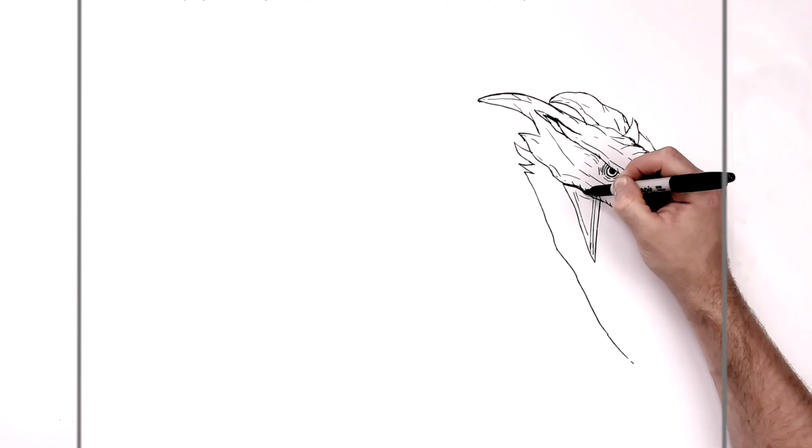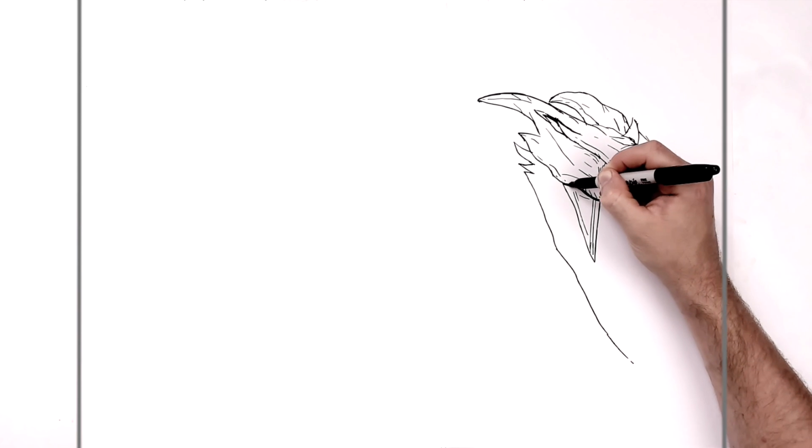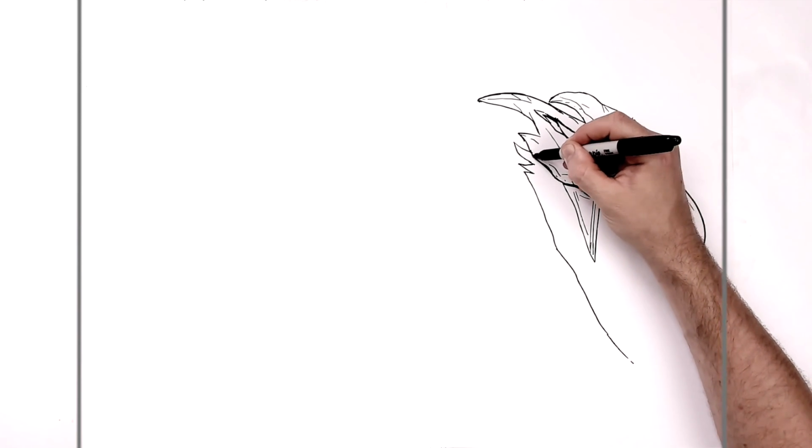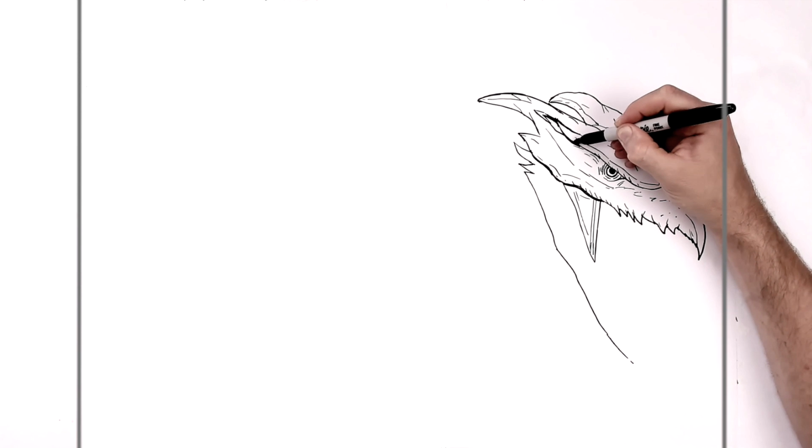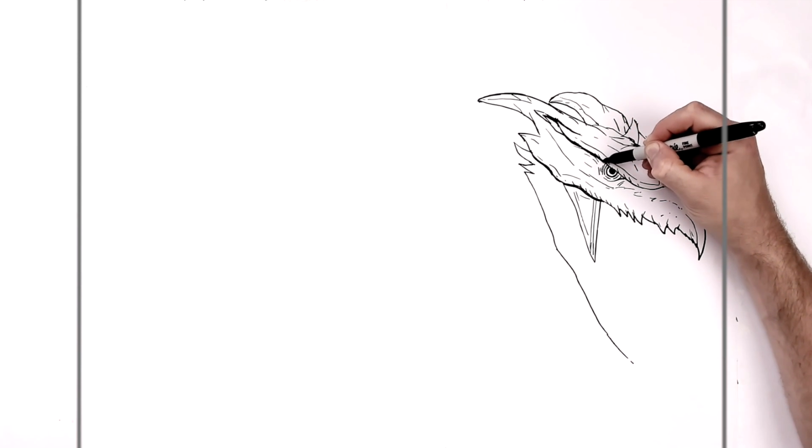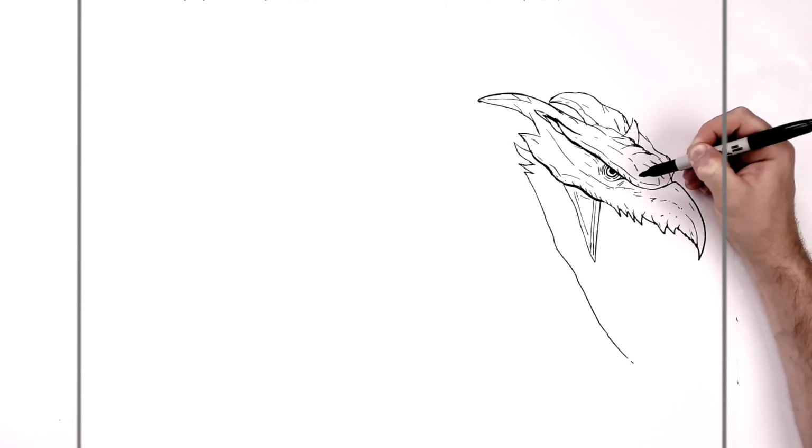And if you want, you can thicken up the lines where there would be a shadow. So if under here, maybe you could add just a bit of a thicker line.